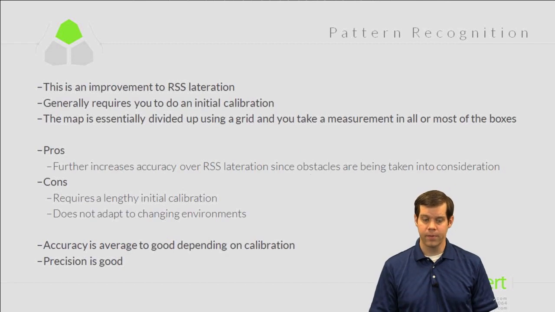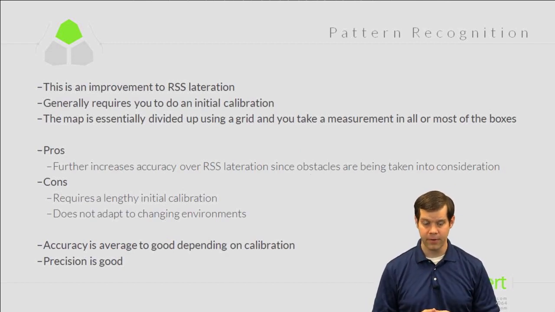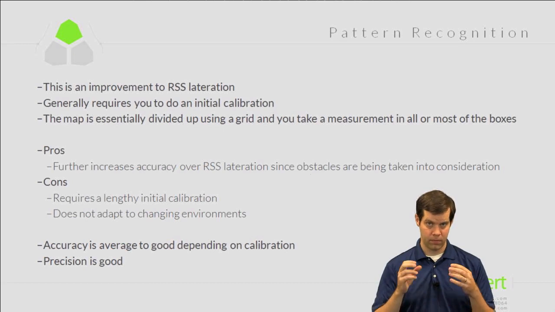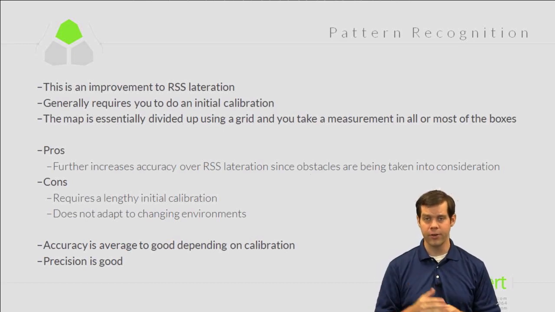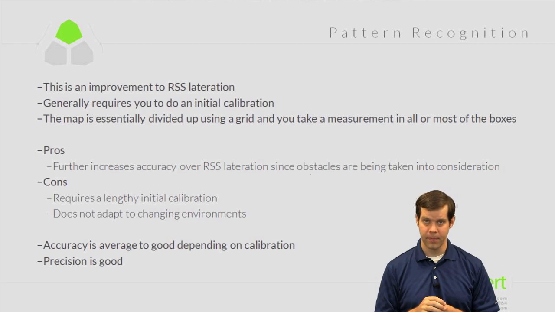Pattern recognition is the next one here. So a step up from the RSS lateration that we just talked about. With this, what we actually do is we take a map and divide it into squares or a grid pattern. And what we do is we do this initial calibration where we walk around and we take lots of measurements in all these different grid areas.